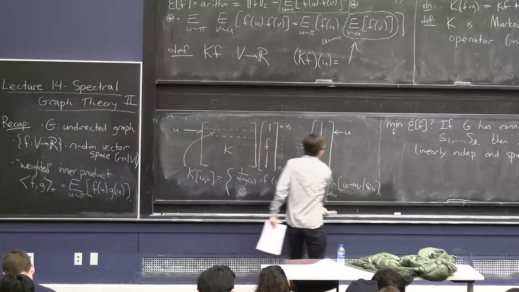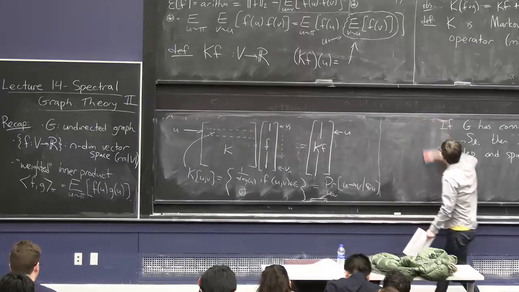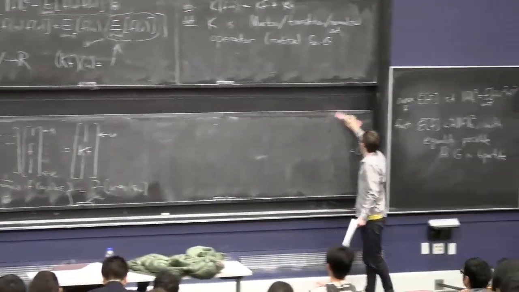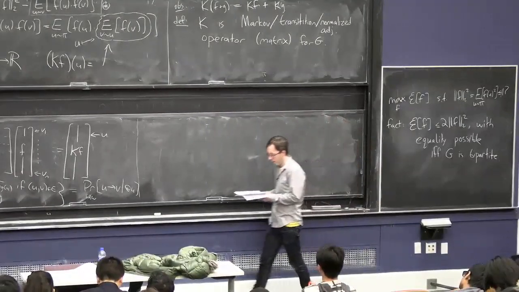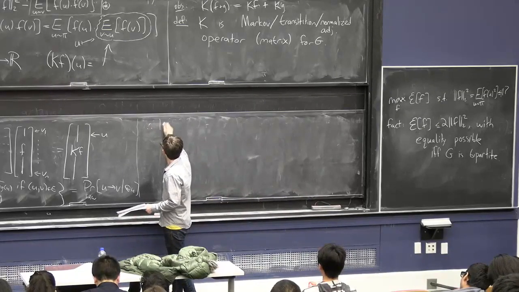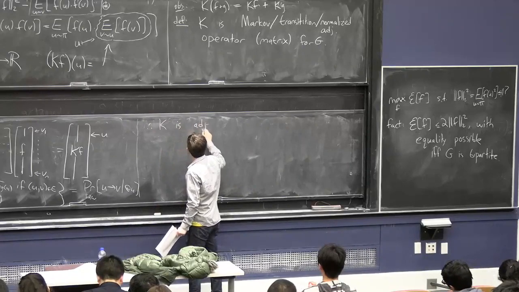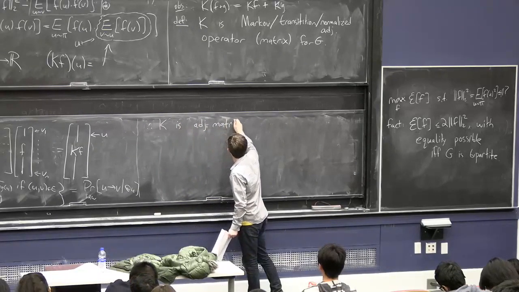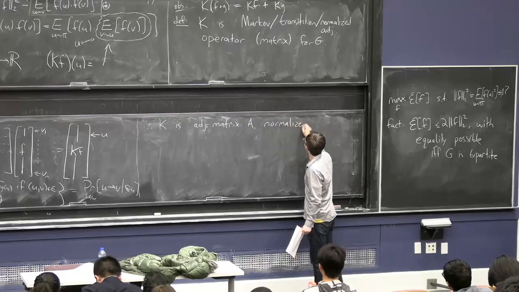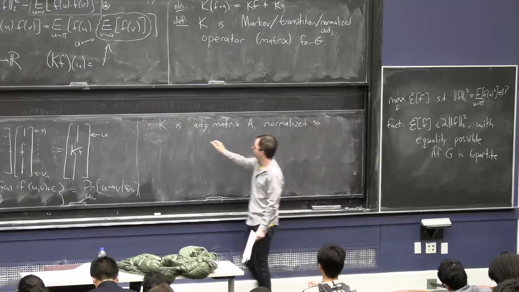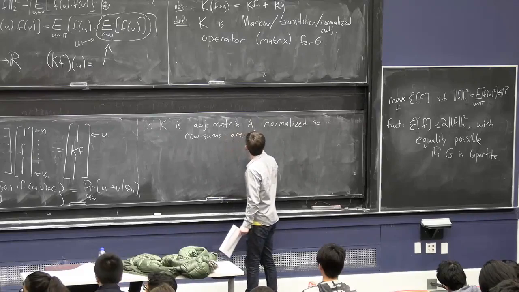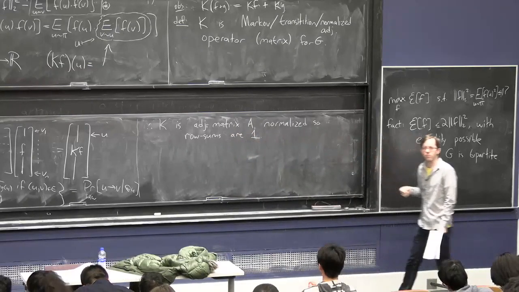OK, so as I mentioned, in the special case where it's a d-regular graph, so all these degrees are d, then this is nothing more than 1 over d times the adjacency matrix. So in general, K is the adjacency matrix for G, just normalized so that the row sums are 1. Which makes it a quote-unquote stochastic matrix.